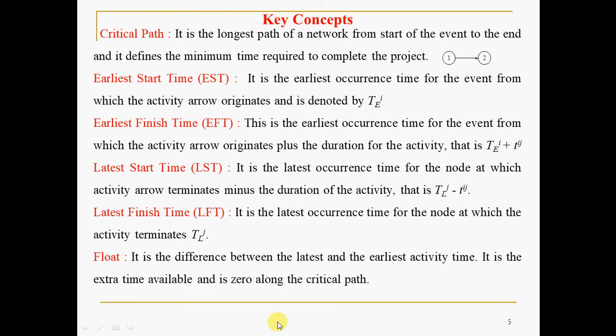Okay, this we'll see in the numerical, of course. So how to obtain the float of an activity? You can subtract the EST and LST, or EFT and LFT. Always float is a positive value. So the difference of EST and LST, or EFT and LFT, is defined as float.